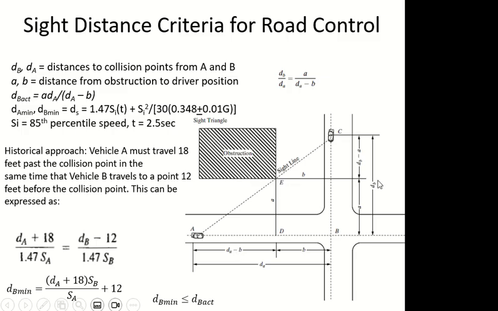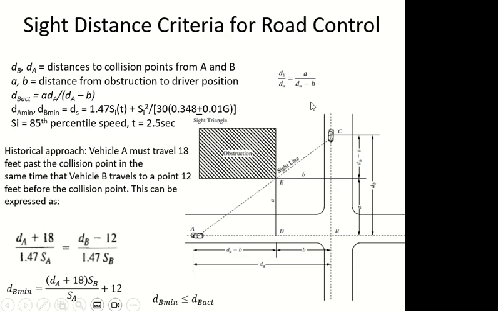So these are two similar triangles. One is this bigger one between the two cars. The other one is the smaller one between the obstruction and the car. So for this one, dB upon dA. For the small one, A upon dA minus B. So we have these two triangles over here.